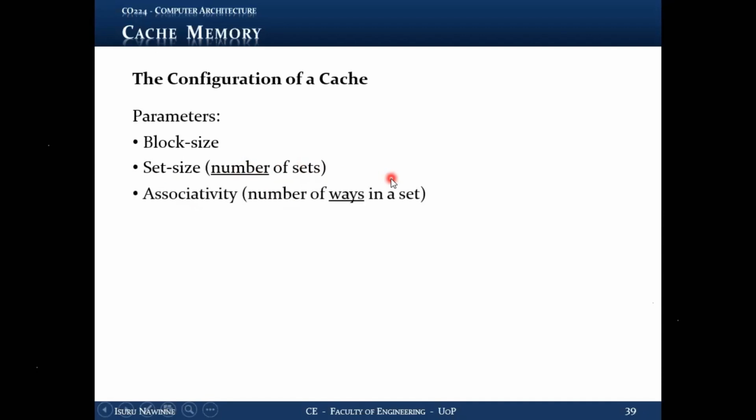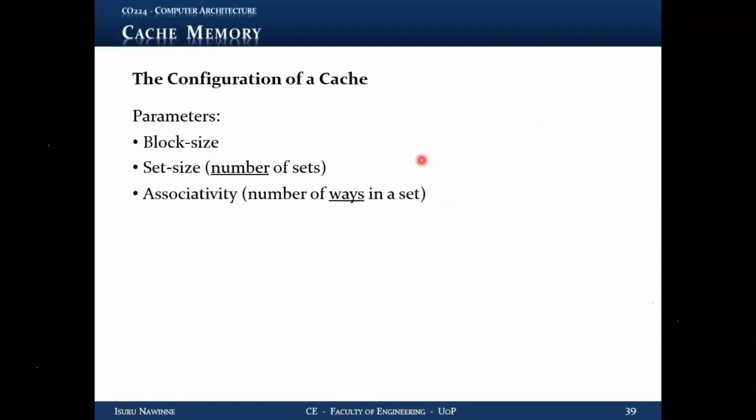And then associativity, as we just learned. Associativity means the number of ways in a set, the number of ways blocks can be stored in a given set, right? So if you take one single set and you only have one way inside that, that is a direct mapped cache, right? If you have two different ways in a cache, it's a two-way set associative cache. If you have four ways in a cache, it's a four-way set associative cache, likewise.